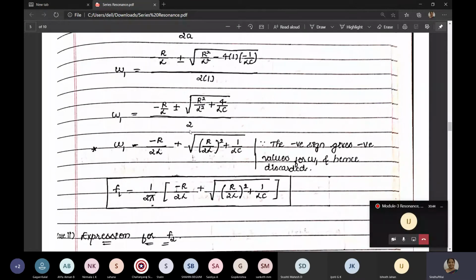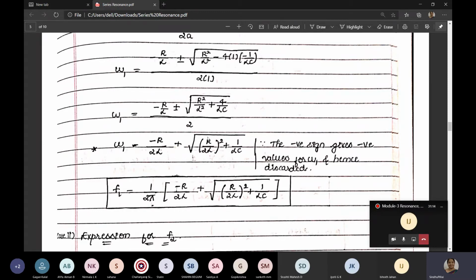The 2 which is in the denominator is taken to the numerator, and the 2 in the root is taken outside as common, so both 2s will get cancelled. The negative sign gives a negative value for omega 1 and hence it is discarded. So we'll write omega 1 is equal to minus R by 2L, plus or minus we will not write, only plus, plus root of R divided by 2L whole square plus 1 by LC.